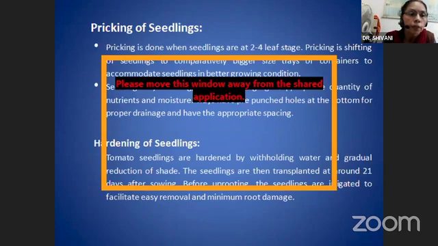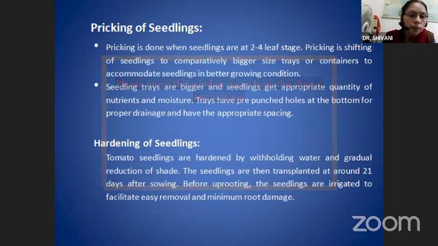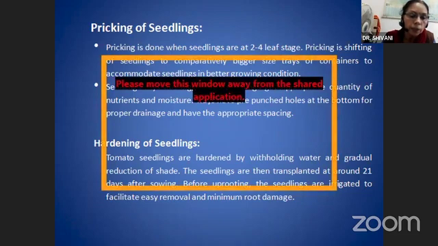Then how to prick seedlings. Pricking is done when seedlings are at the 2 to 4 leaf stage, and pricking is shifting of seedlings to comparatively bigger sized trays or containers. Then these are tomato seedlings. If we are growing on pro-trays, they are hardened by withholding water and gradual reduction of shade. The seedlings are then transplanted at around 21 days after sowing, and before uprooting the seedlings, they are irrigated to facilitate easy removal and minimum root damage.